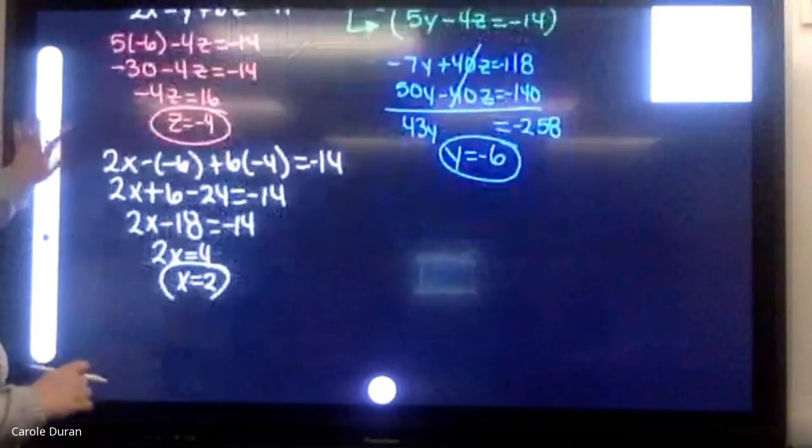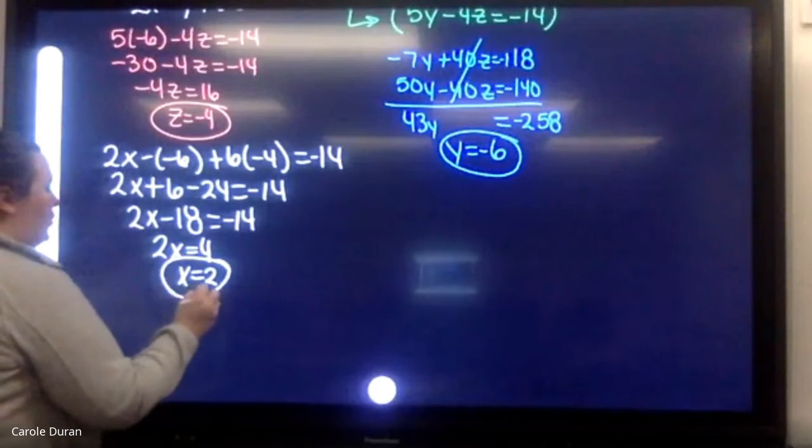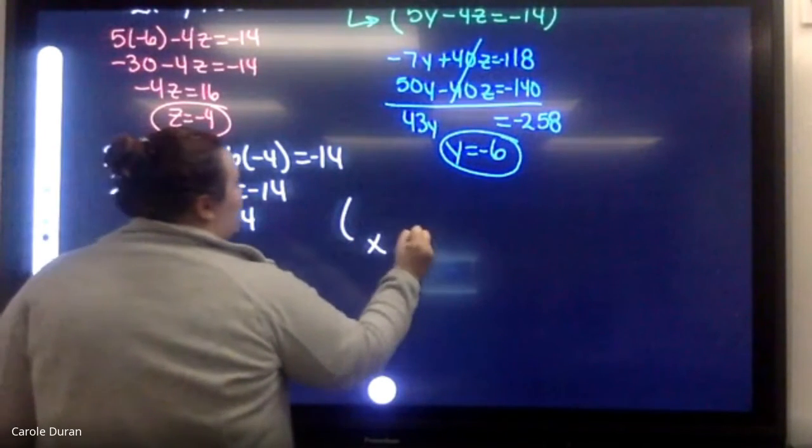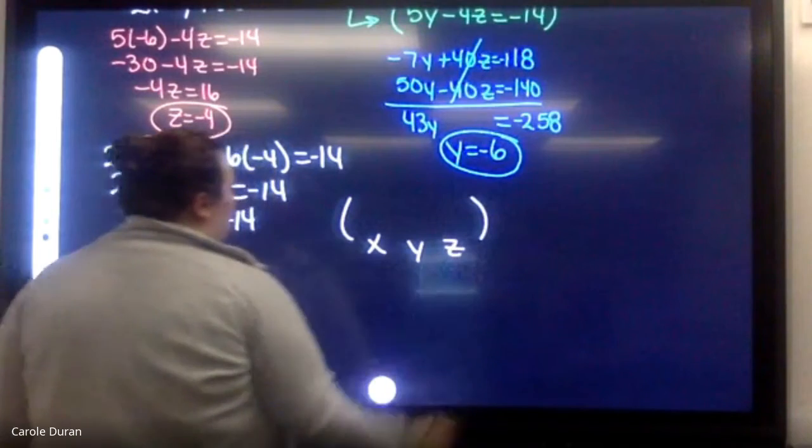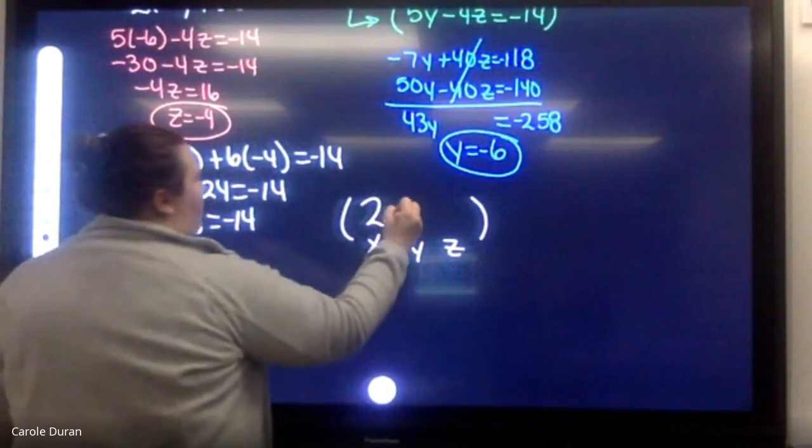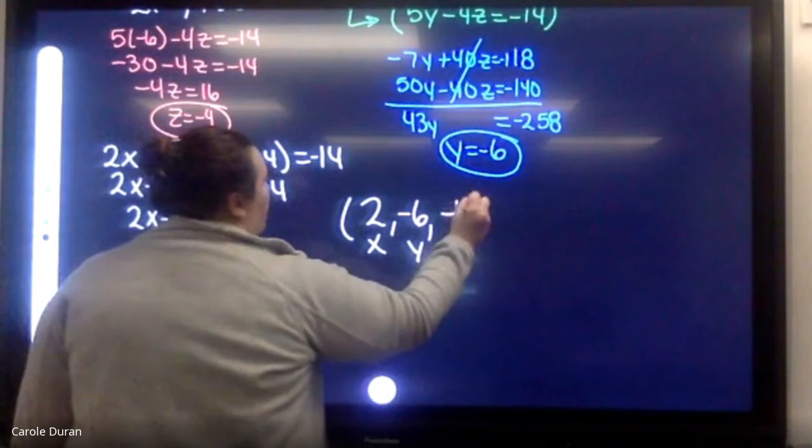Just like we did on the other systems, I like to go ahead and write this as a point. Remember, we have to state it in alphabetical order for our variables. So my x was 2, my y was -6, and my z was -4.